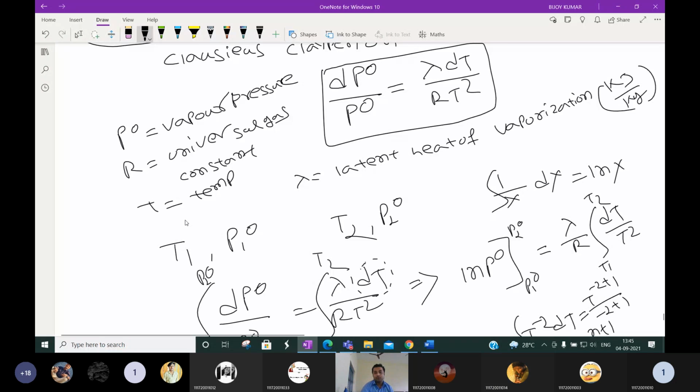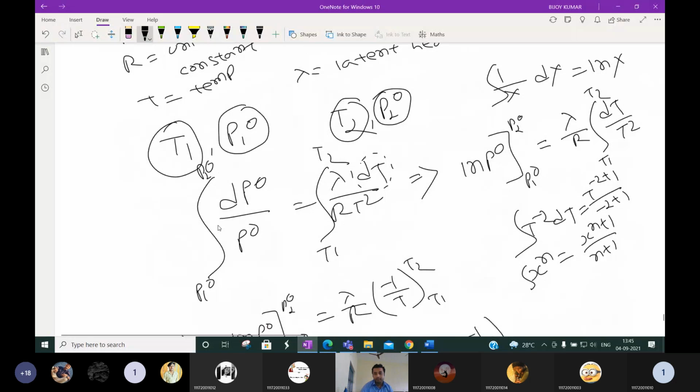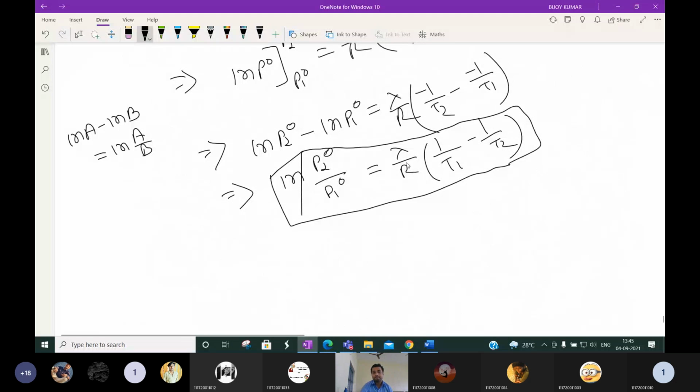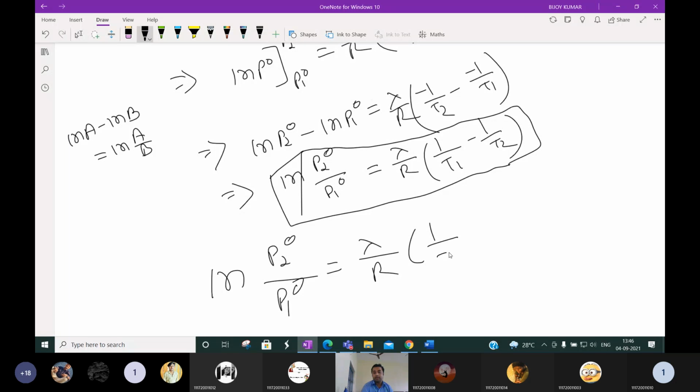Suppose at temperature T1, the vapor pressure is P10, and at temperature T2, the vapor pressure is P20. Then if you integrate it from P10 to P20, we will get this type of formula. Please remember once again: ln of P20 over P10 is equal to lambda by R times (1 by T1 minus 1 by T2).